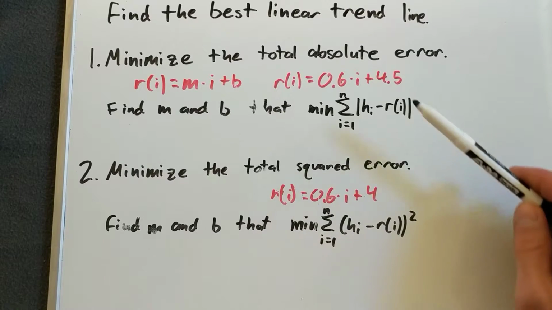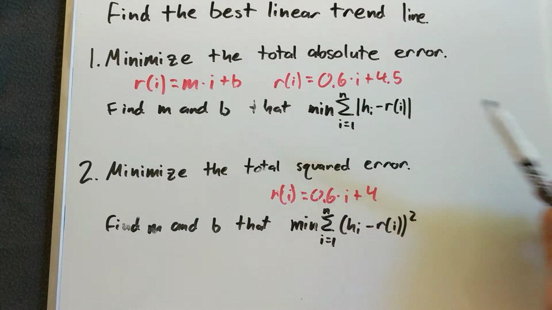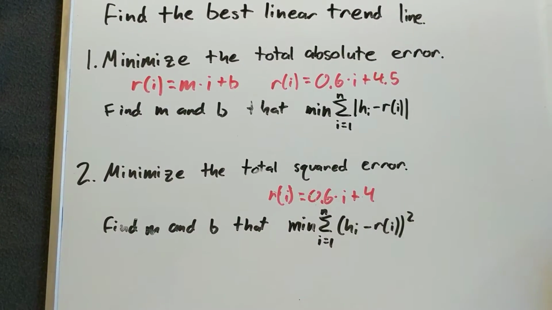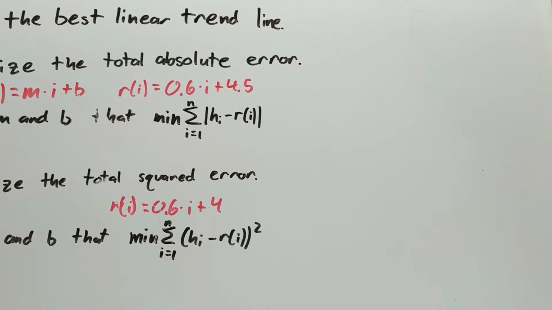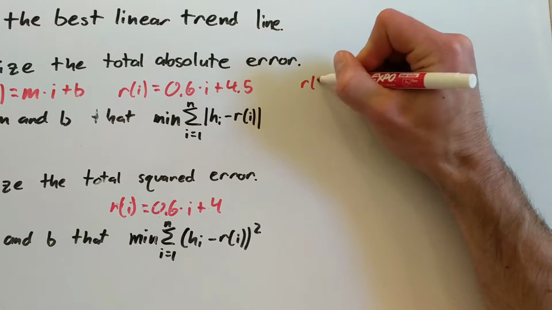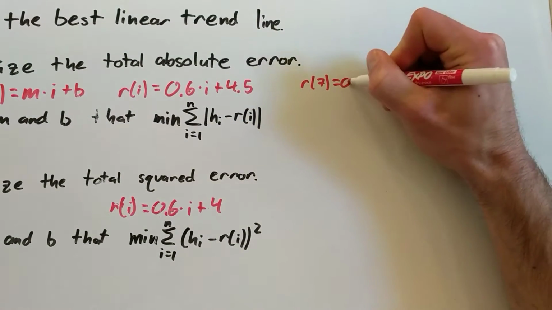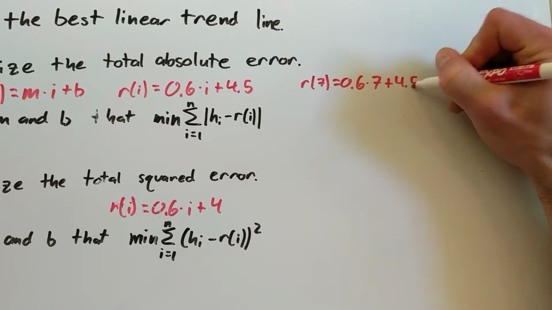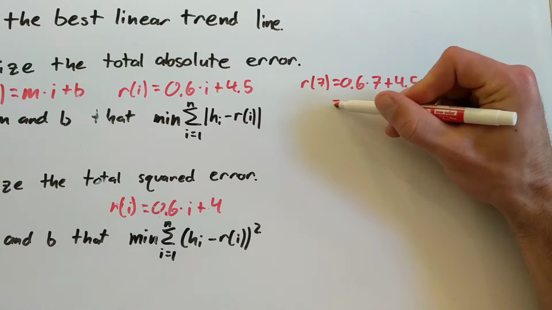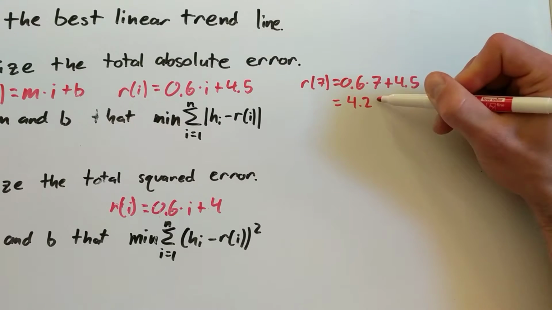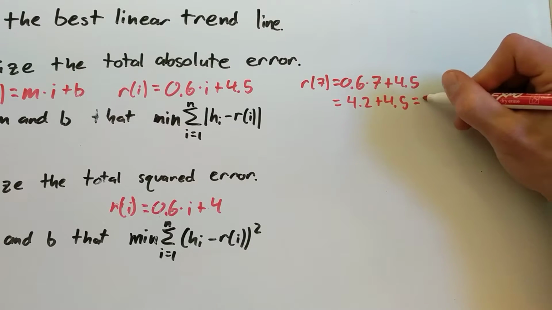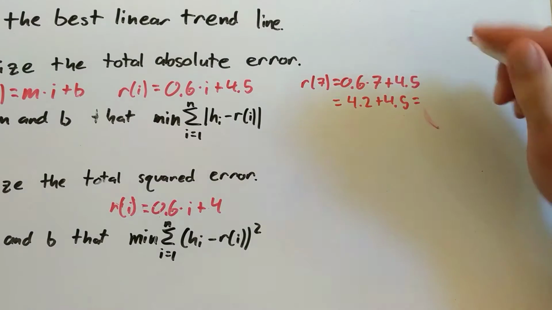And now let's go ahead and write our prediction for the 7th day. So using the total absolute error, we'll plug in r of 7 equals 0.6 times 7 plus 4.5. And I had to use a calculator. This turns out to be 4.2 plus 4.5 equals, excuse me, 8.7.